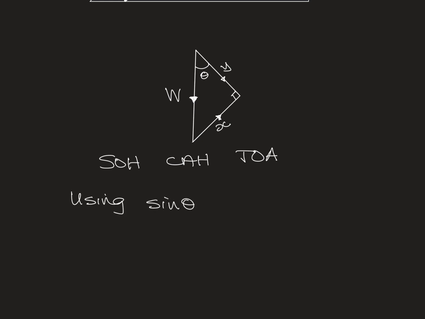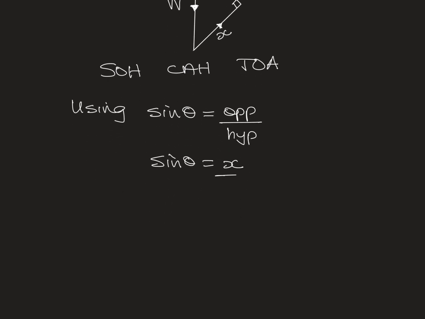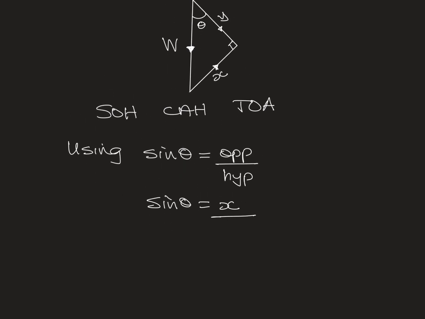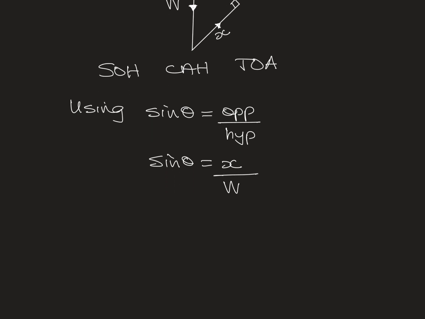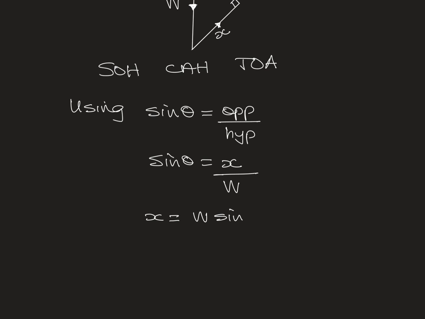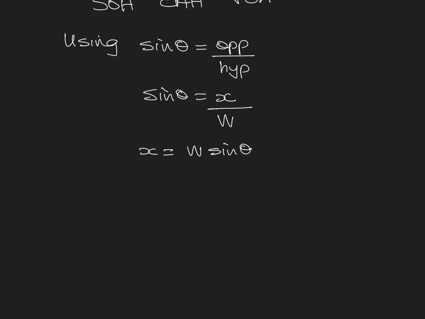So using sine theta is equal to opposite over hypotenuse, then sine theta is equal to the opposite, which is x, over the hypotenuse, which is w. So which means x is equal to w sine theta, okay? But we know that weight is equal to mg, right? So therefore x will be mg sine theta, okay?